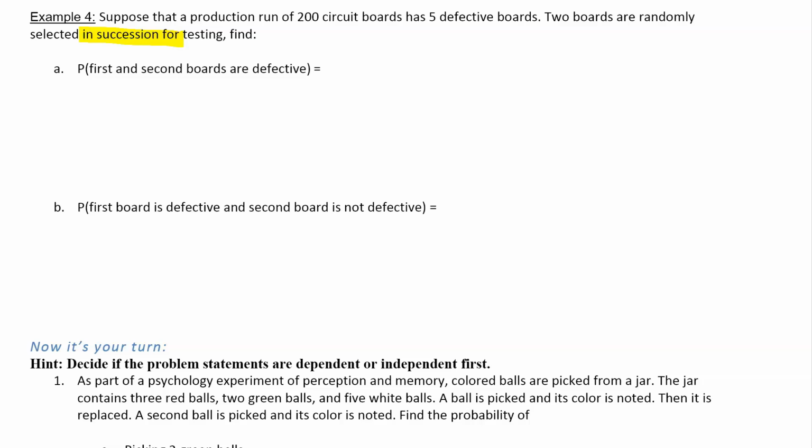So the probability of A and B equals the probability of A times the probability of B given A. The probability of A will be the probability that the first board is defective, and that will be 5 out of 200 because there's 5 defective boards in our batch of 200.